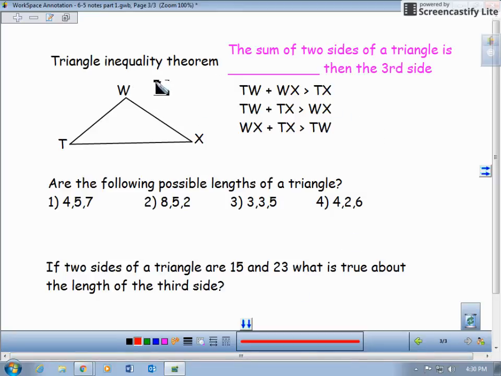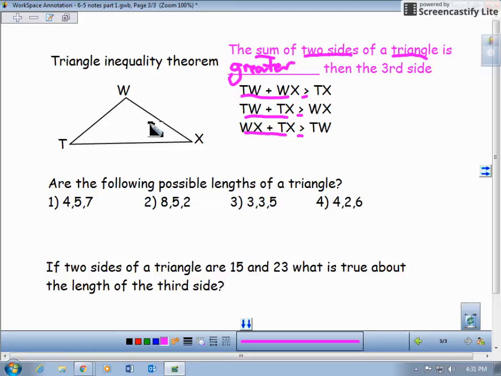Okay, now we're going to look at something called the triangle inequality theorem. What this is called is not really all that important. The concept is that if I take any two sides of a triangle, notice we have triangle TWX, and we're summing two sides of that triangle. Sum means add. No matter what two sides they are, their sum always has to be greater than the third side.